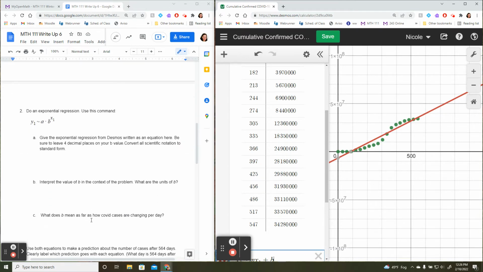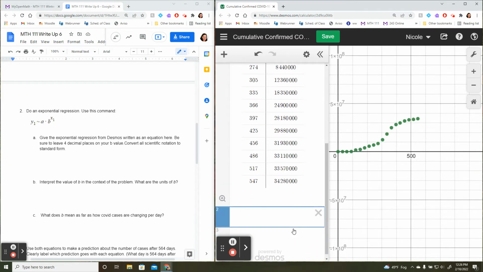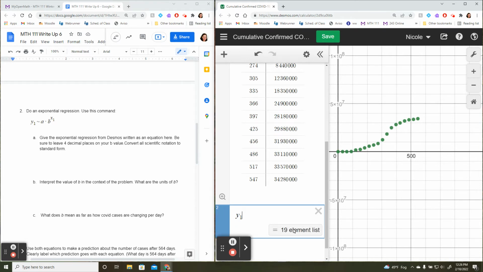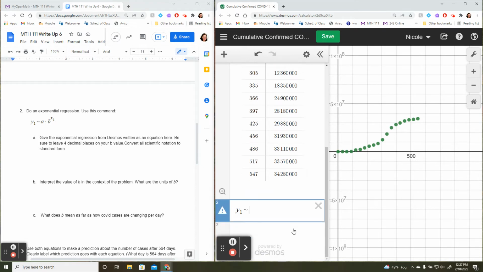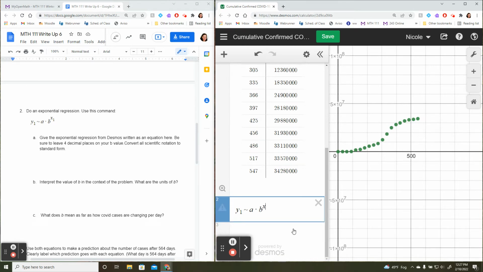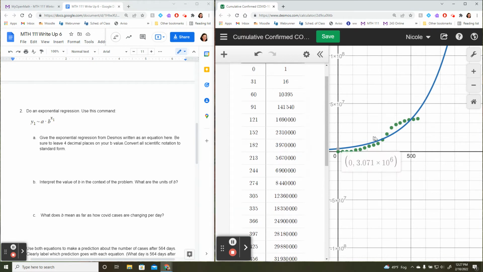The next thing you're going to do is an exponential regression. Exactly the same kind of idea, except this time you're going to use a different equation. We're not doing linear. We're going to type y underscore 1, out of the subscript, tilde. That tells it to do a regression a times b to the x1. You have to have the x1 and the y1 there so it knows that you're referring to this data in this list. And then there's my exponential regression.